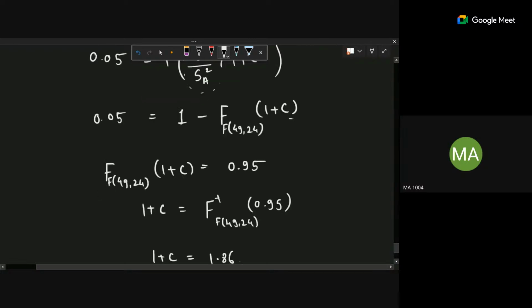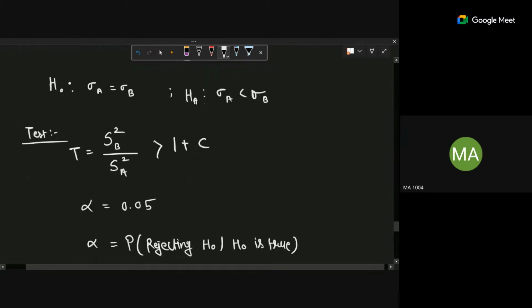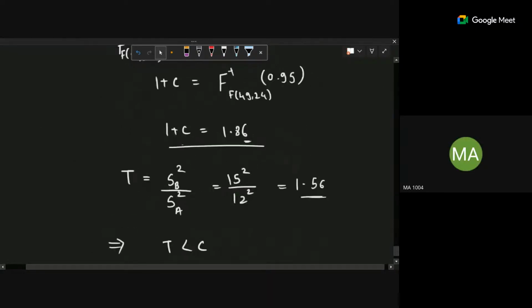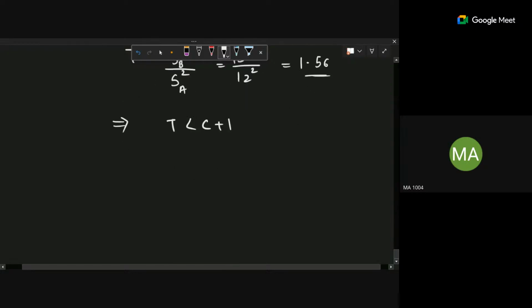So what will be your conclusion? Our T is less than 1 plus C. For our setup, we got to know that this T is less than C plus 1. So what should we do? Accept or reject the null?